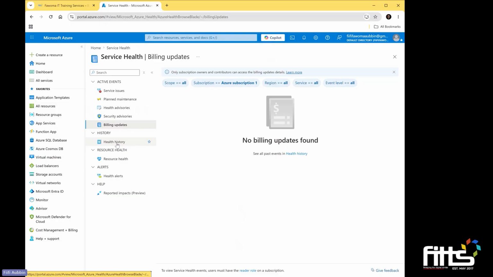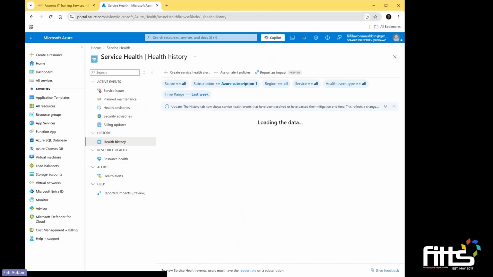And then next on our list is health history. So even if there are no active issues today, organizations often need to investigate previous events. And imagine someone asking, didn't Azure experience a networking issue last month? Rather than relying on memory, administrators can review historical events inside health history. And this helps with reporting and understanding past incidents.